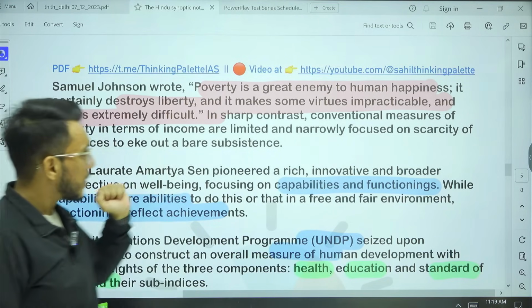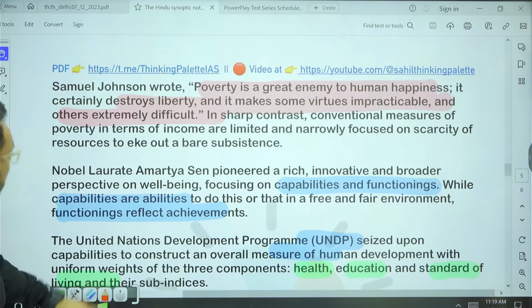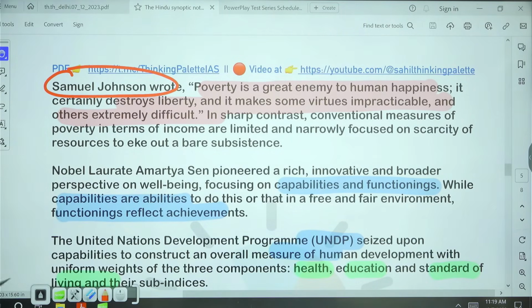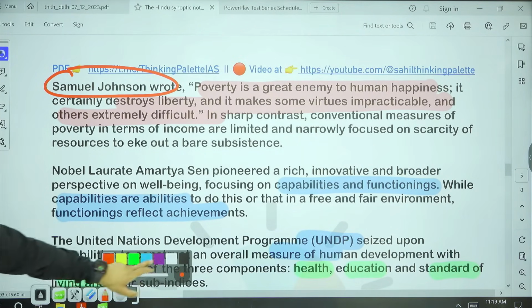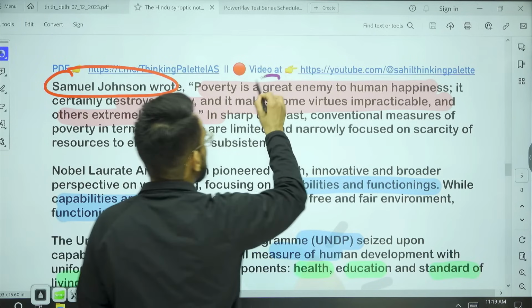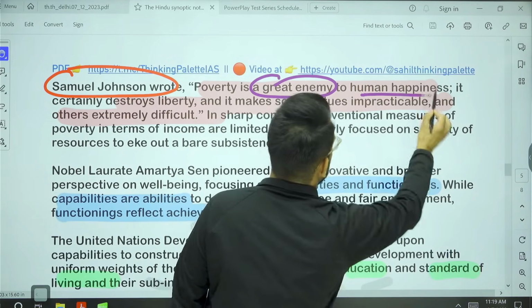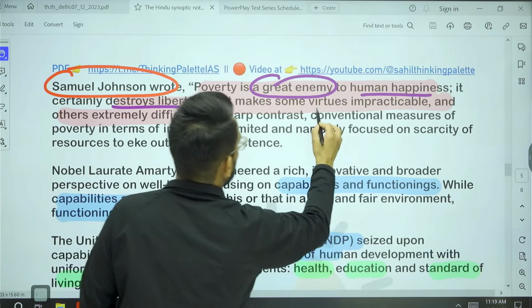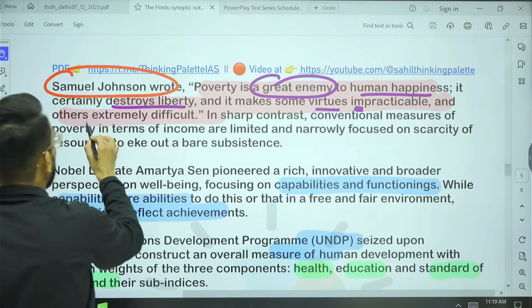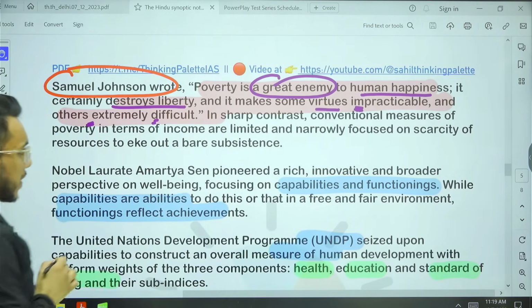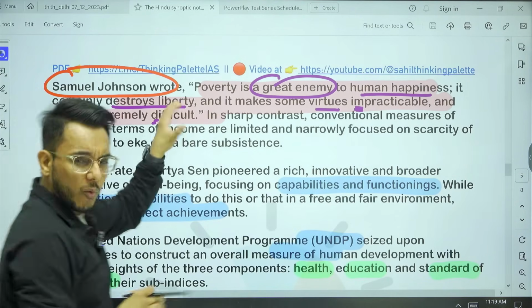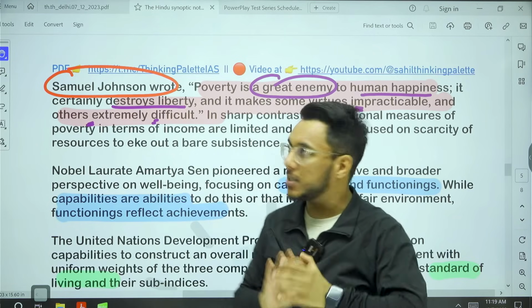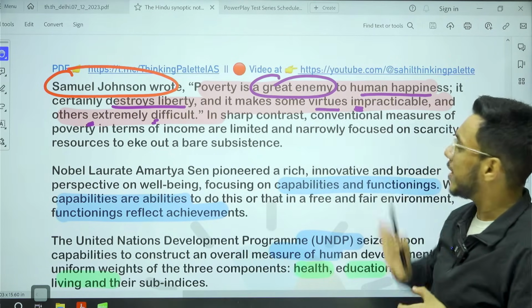Here there is one quotation that has been given, a quotation of Samuel Johnson. Samuel Johnson says that poverty is a great enemy to human happiness. It certainly destroys liberty, and it makes some virtues impractical and others extremely difficult. This is a very beautiful quotation, and I recommend that you use it in your essay also. Poverty is a great enemy to human happiness.